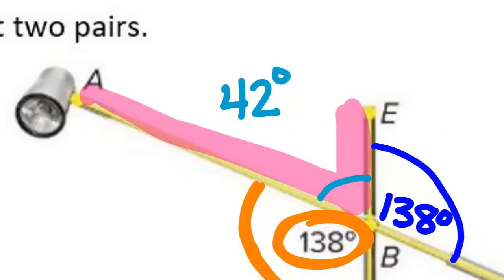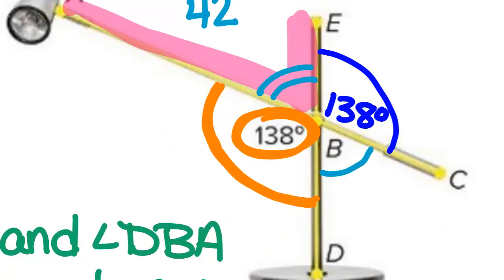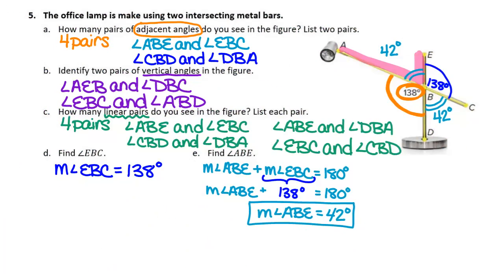They didn't ask for this, but what other angle in the picture would also be 42 degrees? CBD, this one down here, that's a vertical angle to ABE. That one is also 42 degrees. We want to mark our picture all up. Everybody should have their picture marked up with all of these angle measurements and how we found them.